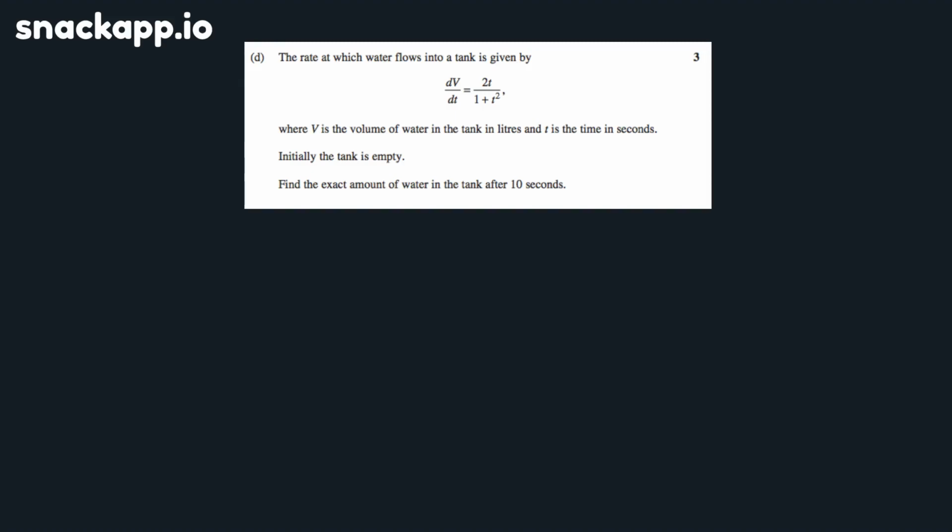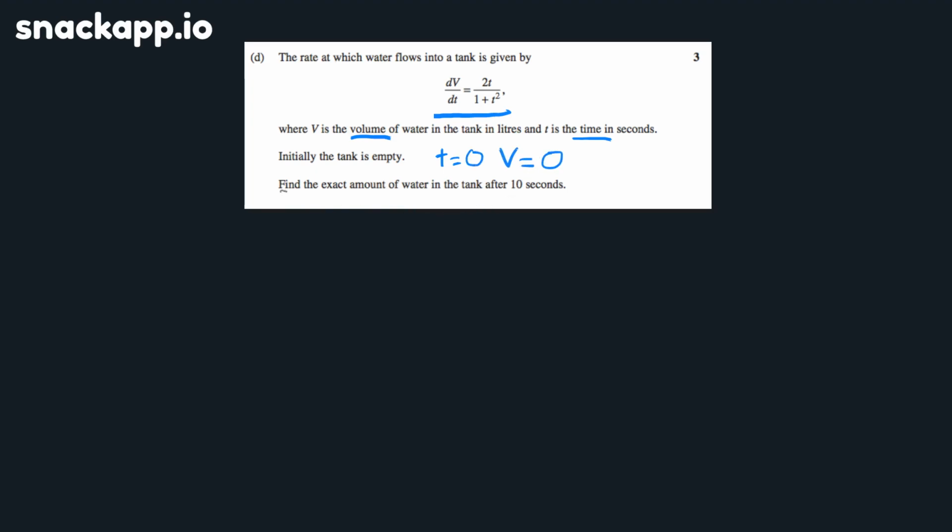For this question, we've been given a rate, and this rate describes the water flowing into a tank. So dV/dt is equal to 2t over 1 plus t squared. V is the volume of water, and t is the time. Those are our two variables. Initially, the tank is empty, so at t equals 0, V also equals 0.